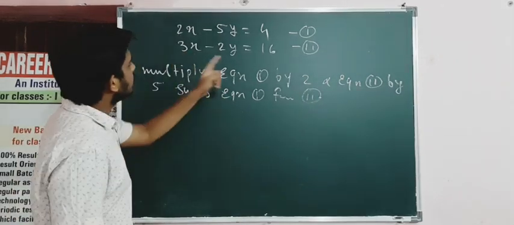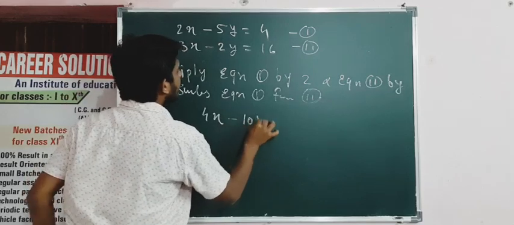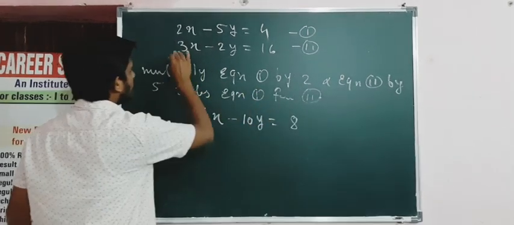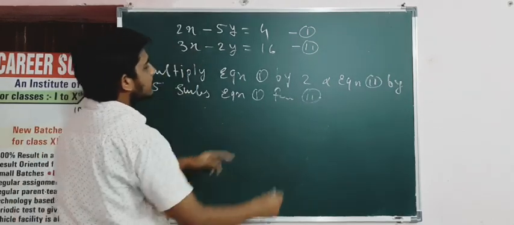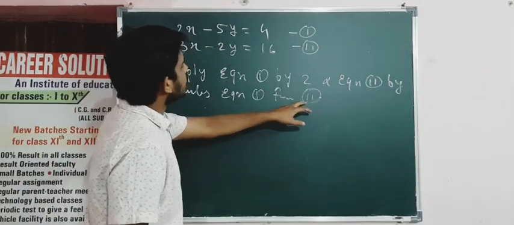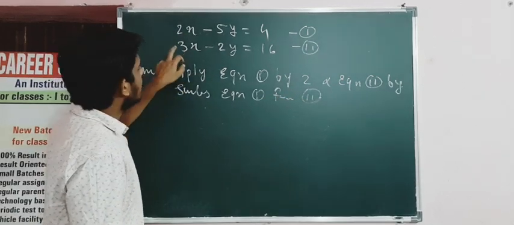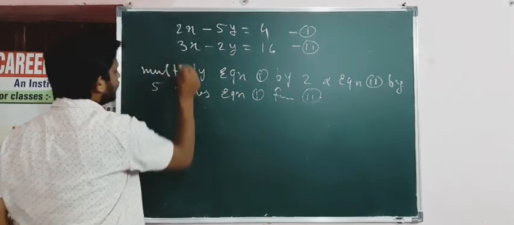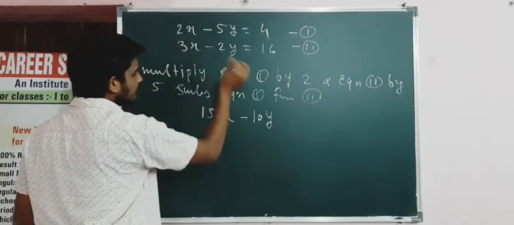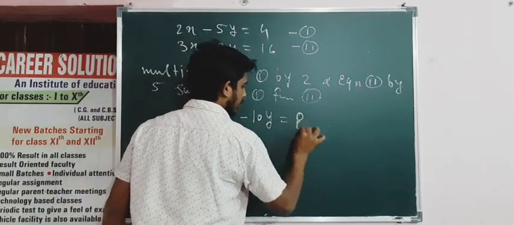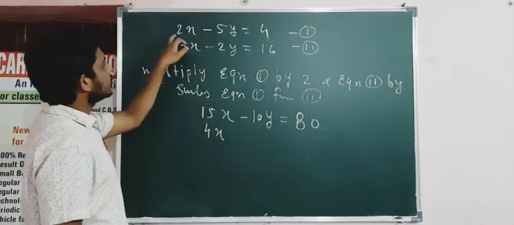So multiply equation 1 by 2: 2 twos are 4x, 2 fives are 10y, equals 2 fours are 8. Now 5 threes are 15x. Okay, first I will write equation number 2, equation 1 from 2. So first I will write equation 2. By what do we have to multiply equation 2? We have to multiply equation 2 by 5. So 5 threes are 15x, 5 twos are 10y, and 16 fives are 80. Okay, now 2 twos are 4x, we have to multiply equation 1 by 2.